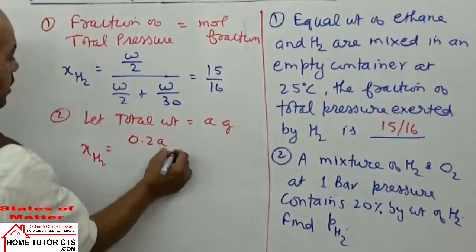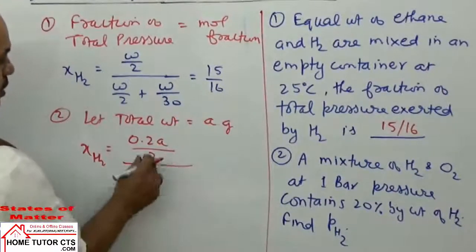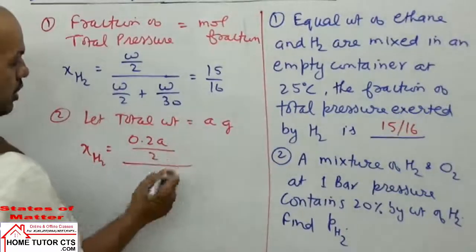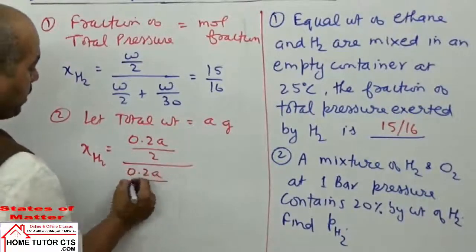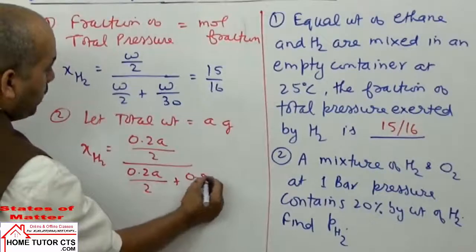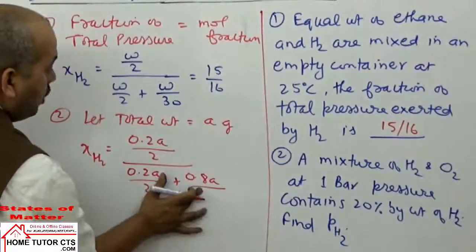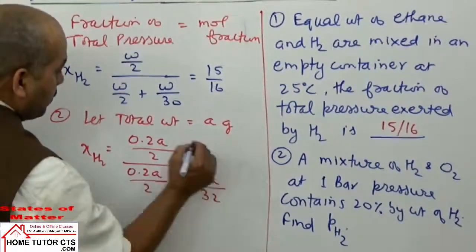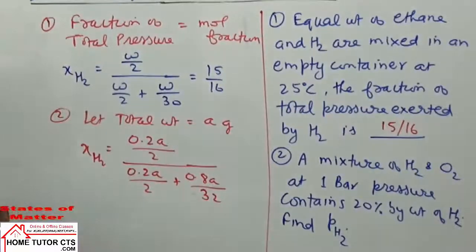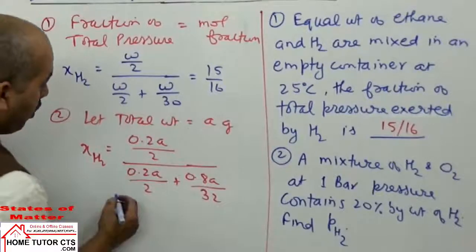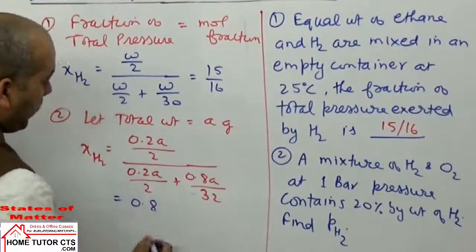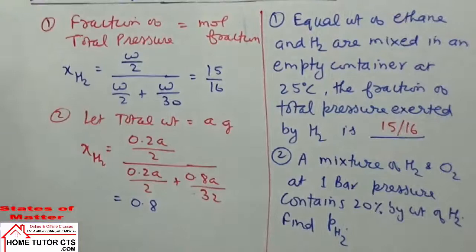0.2 by 2. Weight upon molar weight of hydrogen by oxygen: 0.2 by 2 plus 0.8 by 32. From here you can find the mole fraction of hydrogen gas. आप चेक करो कितना आ रहा है निकालने पर यहाँ पे mole fraction of hydrogen gas. This mole fraction of hydrogen gas is coming on solving 0.8. अब चेक करो कि mole fraction of H2 come 0.8.